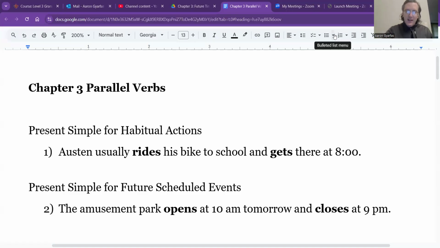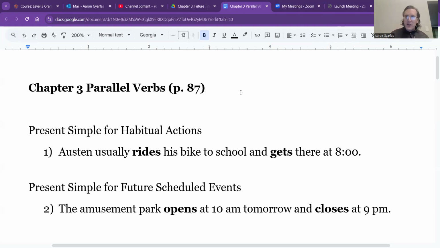Okay, let's go through chapter 3, chart 11 on page 87. So if you have your textbook, turn to page 87. 87 is talking about parallel verbs.